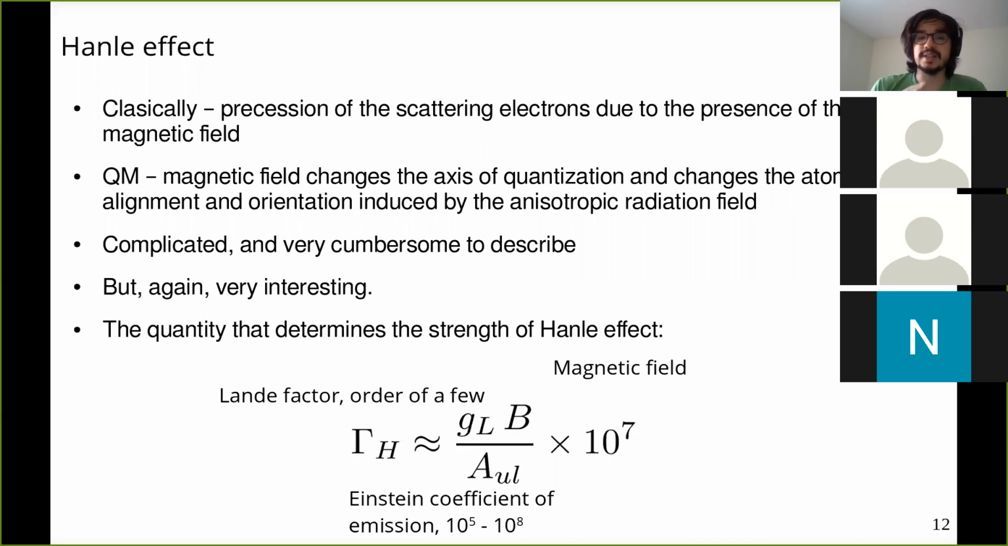The reason is because it's sensitive to very, very weak magnetic fields. So look at this. If I get a spectral line with Einstein coefficient of 10 to the 7, that line would be sensitive to a magnetic field of 1 Gauss. If I had a line with an Einstein coefficient of 10 to the 6, it would be sensitive to magnetic fields of 0.1 Gauss.